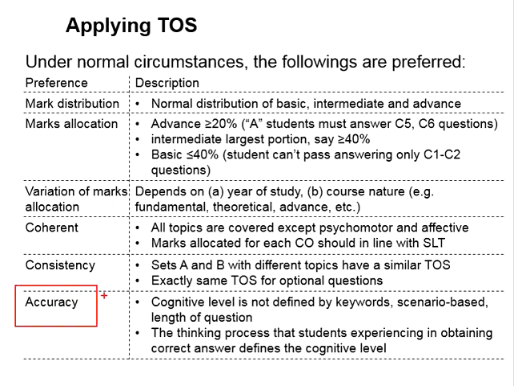Next is about the accuracy. Try not to manipulate the terminologies, as the cognitive level is not defined by the keywords. It is not that the words that you give as the directive verbs define the level of difficulty. It is also not that you make the questions scenario-based that defines the cognitive levels, or the length of the questions also provides no significant influence in terms of the cognitive levels.